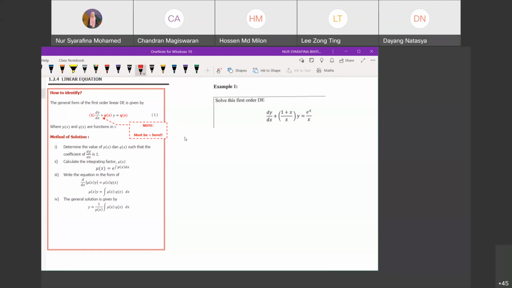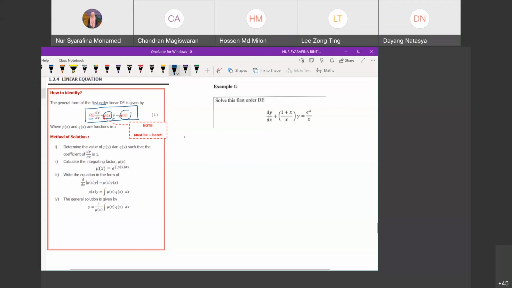All right, the general form of first order linear differential equation is given by this. Okay, so remember this is first order, so it just consists of dy dx, right? So the general form is where, look at the coefficient of dy dx. So the coefficient of dy dx should be 1. And there is a function of x together with y and equals to a function of x. Okay, if it fulfills this condition, then we can say that the differential equation is linear.